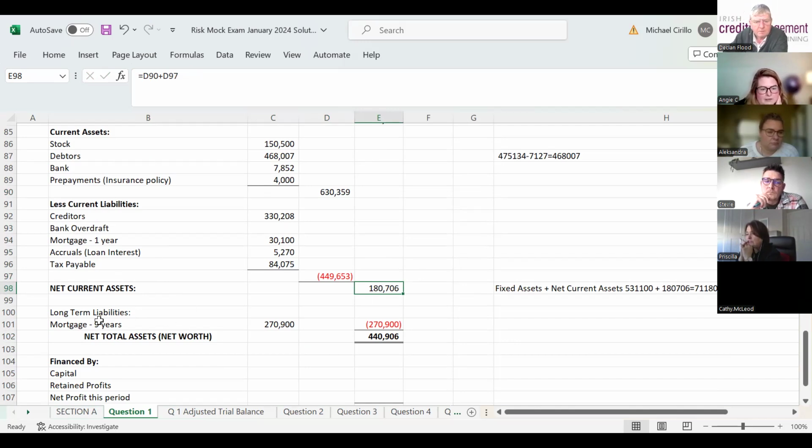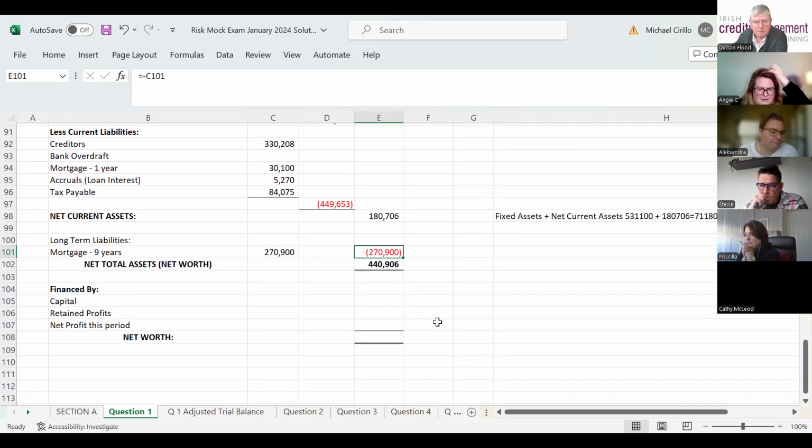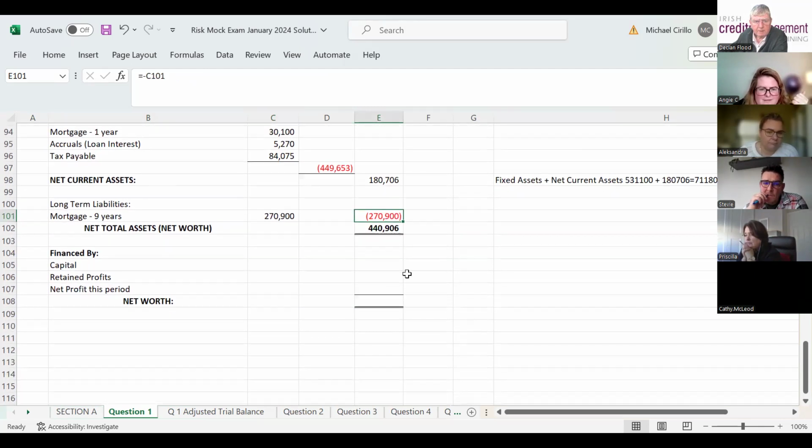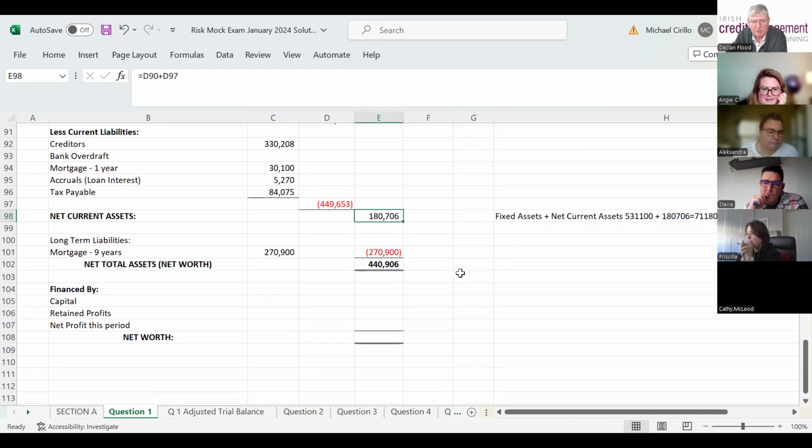And then finally, you're into treating the remainder of your long-term liability, which is your mortgage. The remainder is 9 years, so that's 270,900. Sorry, now I'm getting a bit confused there. No, you just add your fixed assets and your net current assets, and subtract your long-term liabilities. That tells you what the business is worth.